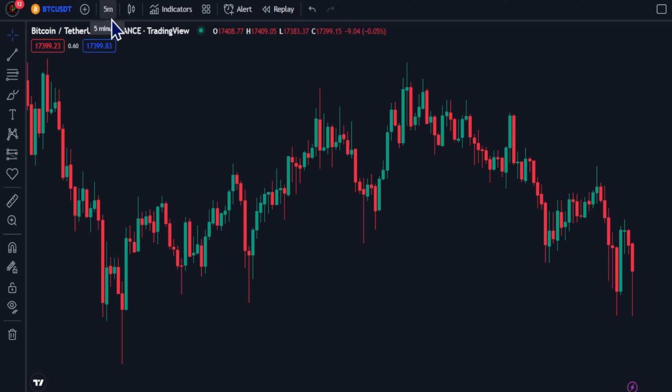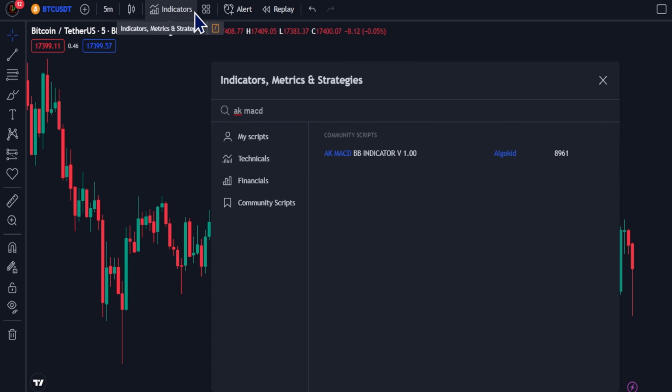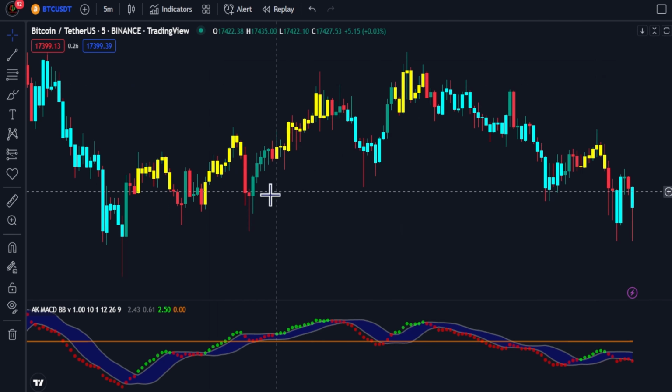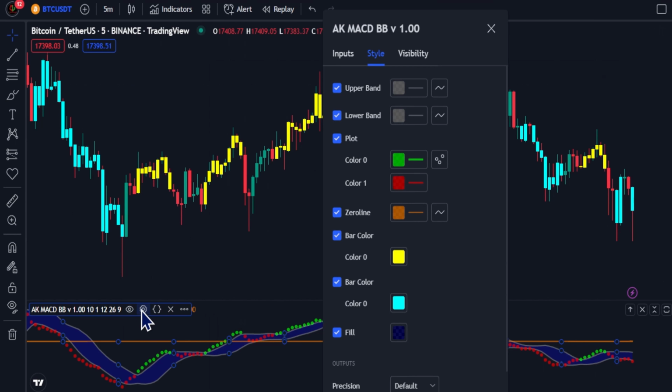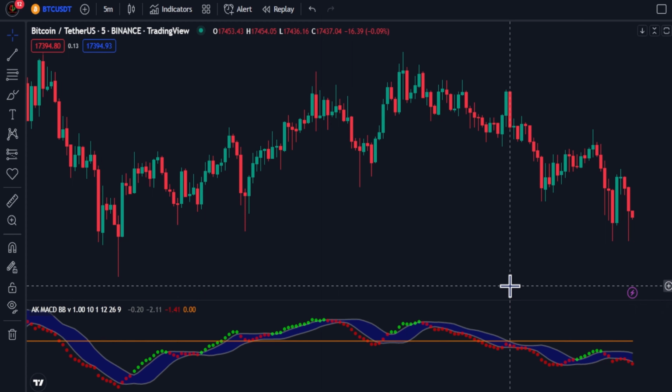Now, let's add the improved MACD indicator to the chart. Click the Indicator Search tab and type in AK MACD. Click this one created by AlgoKid and add it to the chart. Let's head over to the settings of the indicator to optimize it for the strategy. Go to Style section and uncheck the bar colors item. That was all that we needed to do. Now let's learn how to use this indicator.